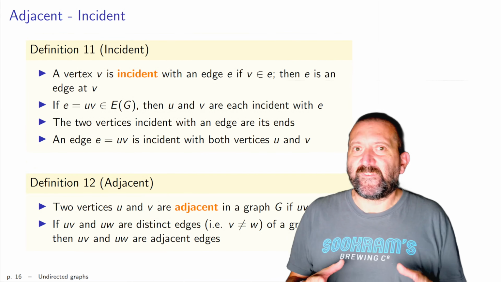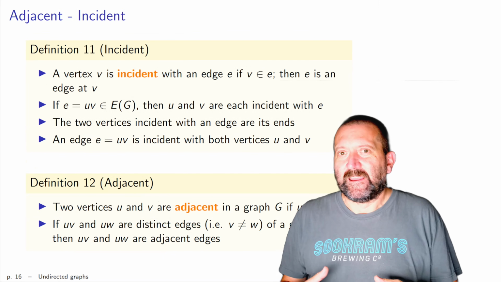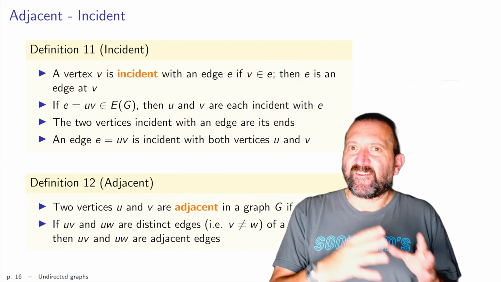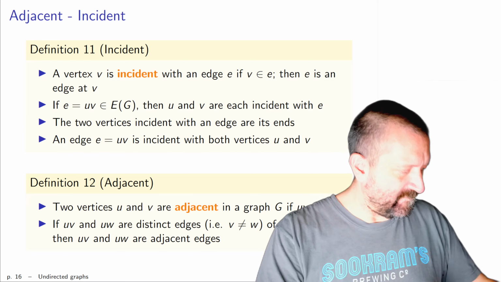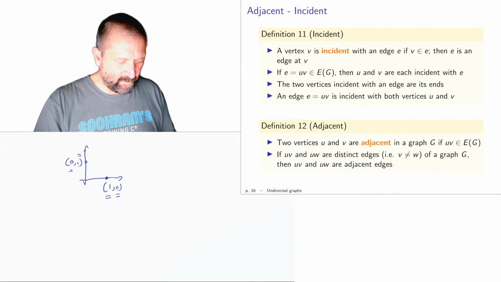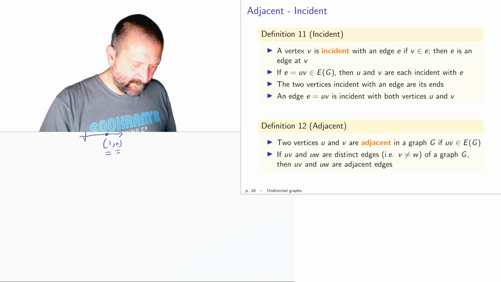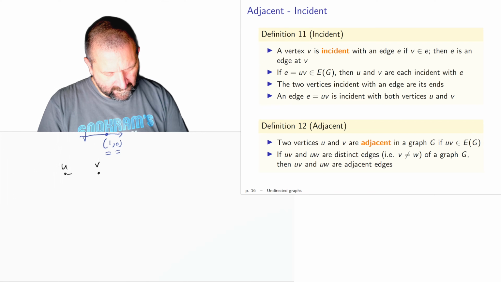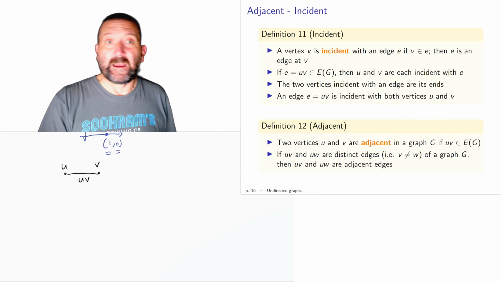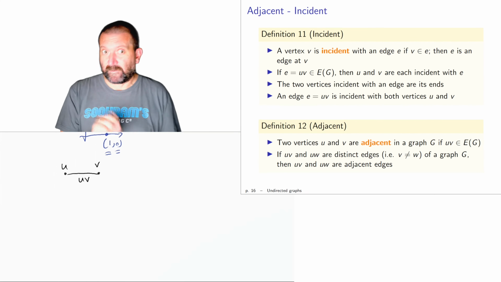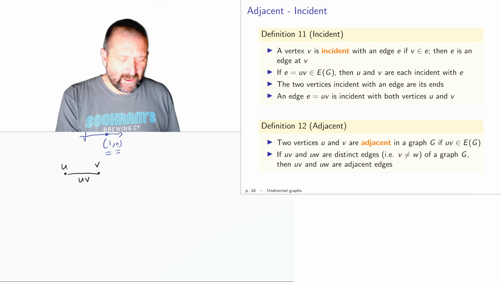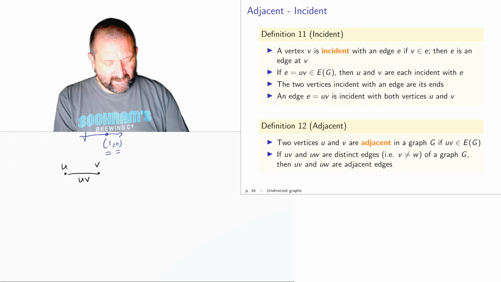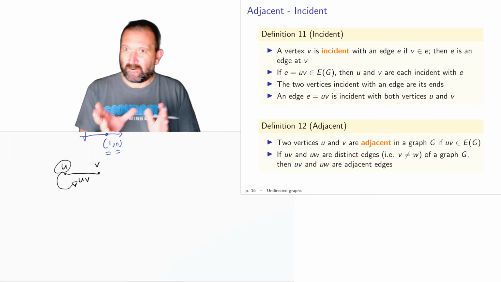We say that a vertex is incident with an edge if the vertex belongs to the edge. So remember that the edge takes the form of something like so. I have a U here and a V there, and that edge I'm going to call UV. I could also call it VU because the order is not important. So what that means is that the vertex is incident with this edge because the U is in this pair of letters.